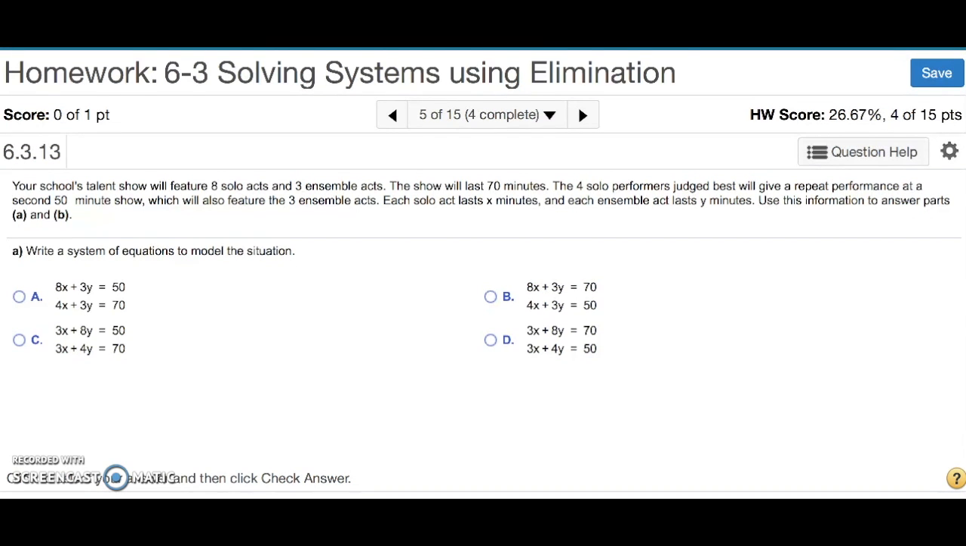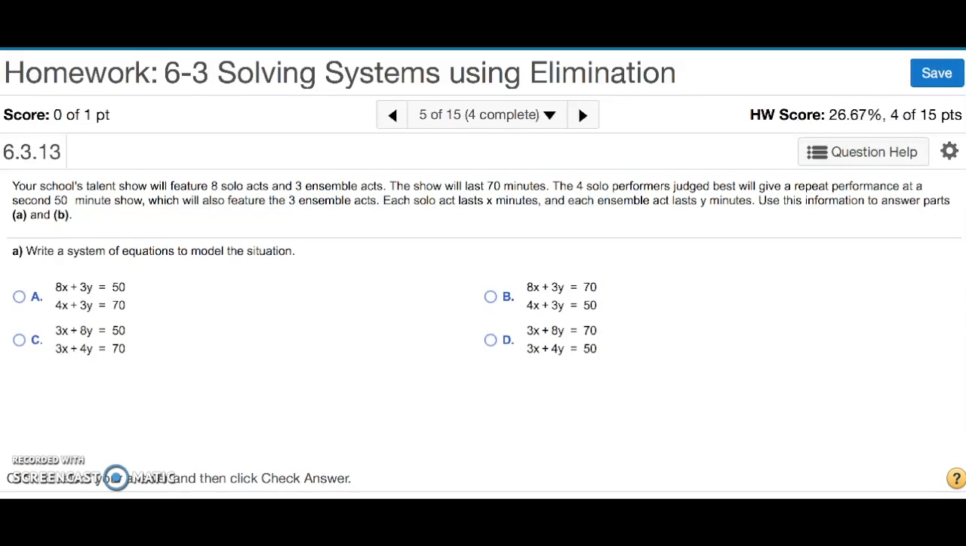Number 5. Your school's talent show will feature 8 solo acts and 3 ensemble acts. The show will last 70 minutes. The 4 solo performers judged best will give a repeat performance at a second 50-minute show, which will also feature the 3 ensemble acts. Each solo act lasts x minutes, and each ensemble act lasts y minutes. Use this information to answer parts A and B.